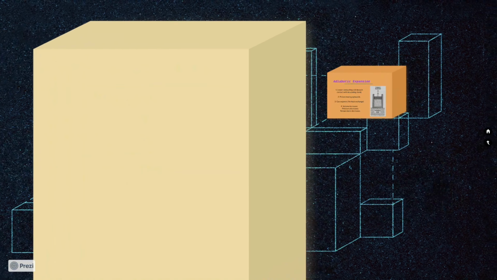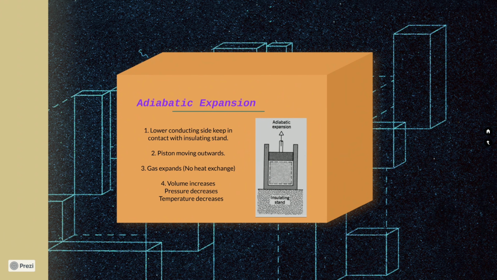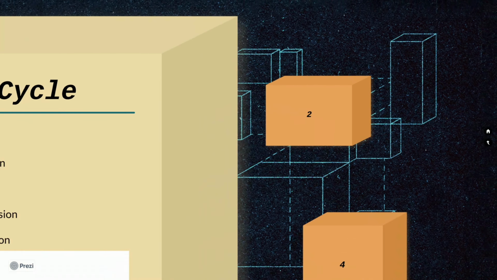The second process performed on the gas is an adiabatic expansion. During an adiabatic process, no heat is transferred to the gas. As the piston moves outwards, the pressure in the gas is lowered, and as a result, the temperature decreases and the volume increases as the gas expands to fill the volume.